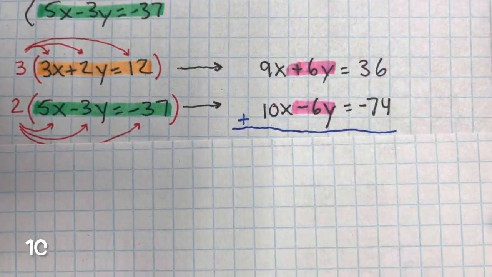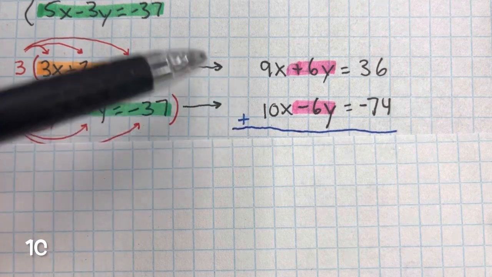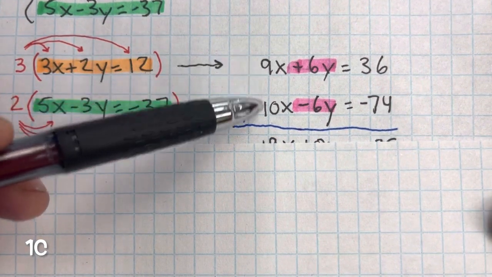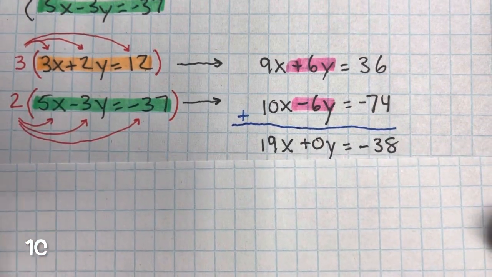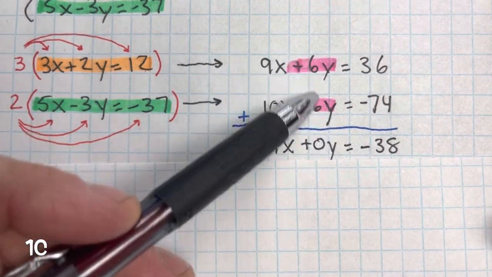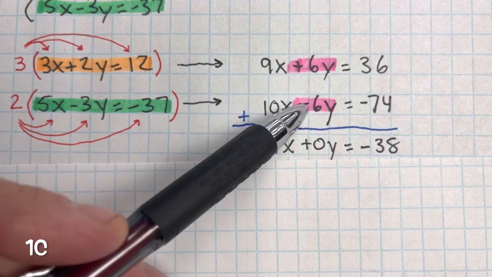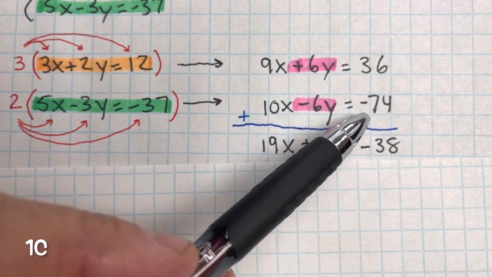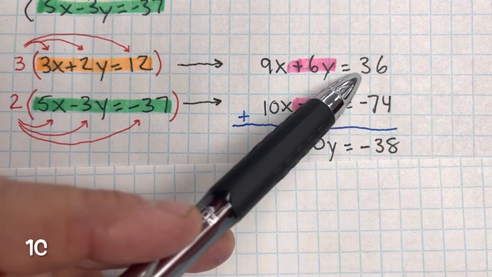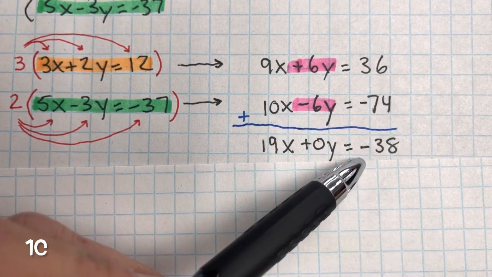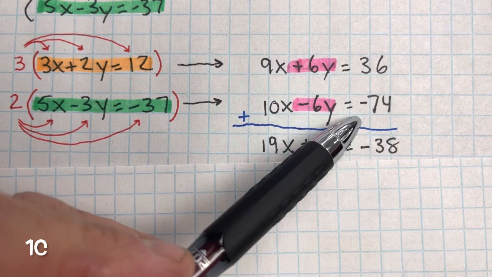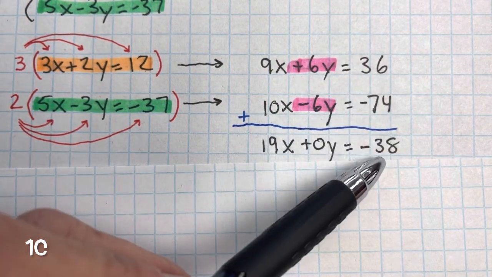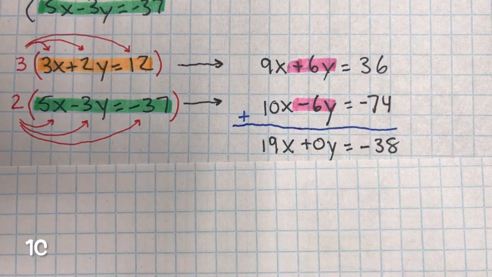And now I can go ahead and add the two equations using the elimination method. 9x plus 10x is 19x. Here's where we are eliminating the y terms because we created a zero pair. And then 36 minus 74. We have more negatives than positives, so we know it's going to be a negative. Signs are opposite, so you subtract. 74 minus 36 equals 38, so it's negative 38.